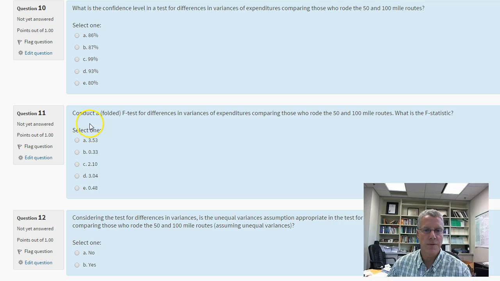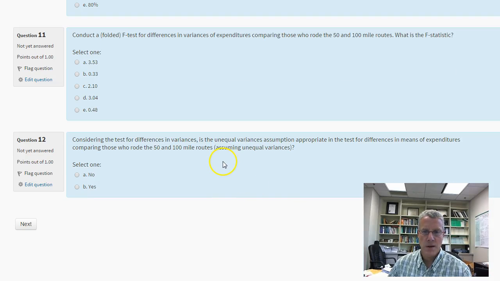So I want you to first conduct a folded f-test for differences in variances of expenditures. And then the second question is, what is the confidence level in this test? And then the third question is, considering the test for differences in variances, is the unequal variances assumption appropriate in this test? And there's 2 answers, yes and no.